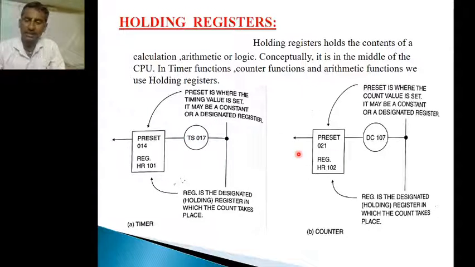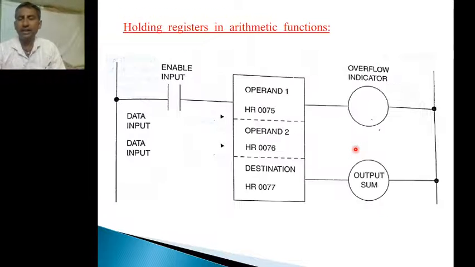In a similar fashion, for the counter we give a count value as the preset value. That count value is given in one register, and that register is nothing but a holding register. After this counting value is completed, the counter generates an output. The counter may be either DC, that means down counter, or UC, that means up counter. So the examples for the holding registers are timer functions, counter functions and arithmetic functions.